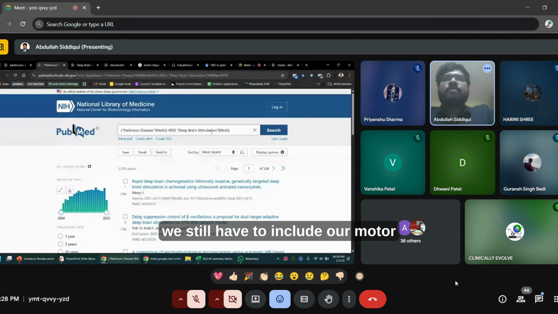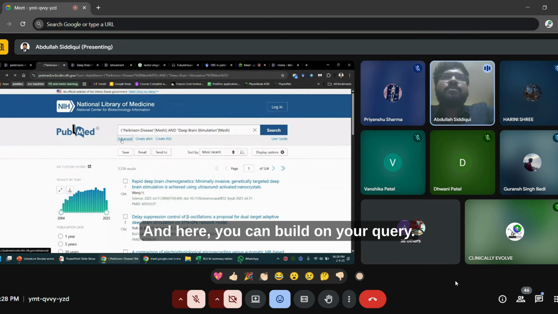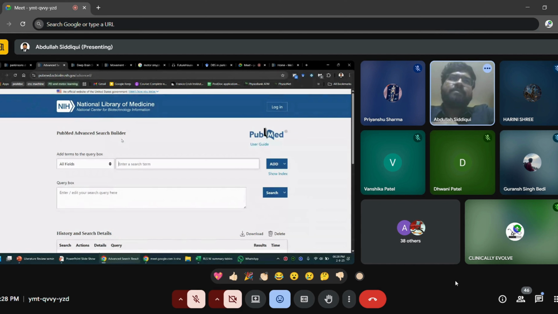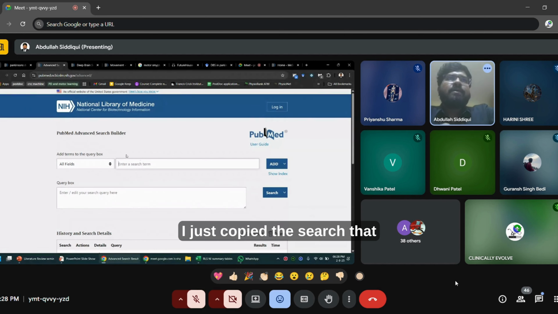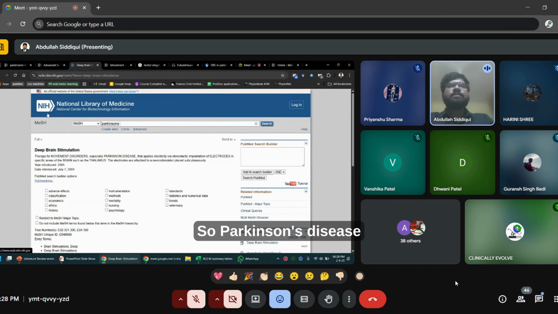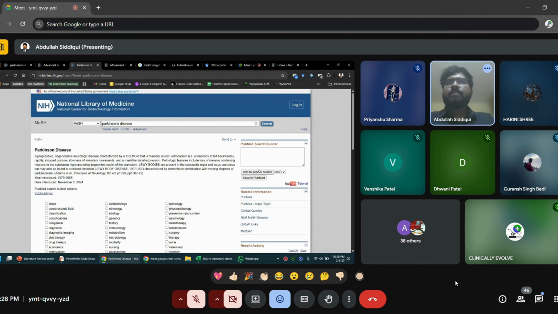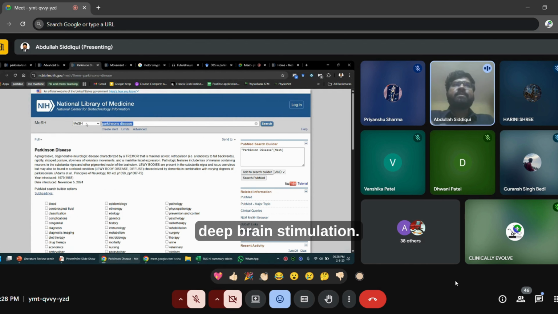Now we still have to include our motor symptom search. So we go to the advanced search tab in PubMed, and here you can build your query. I'll just copy the search that I built last time. So Parkinson's disease and deep brain stimulation.